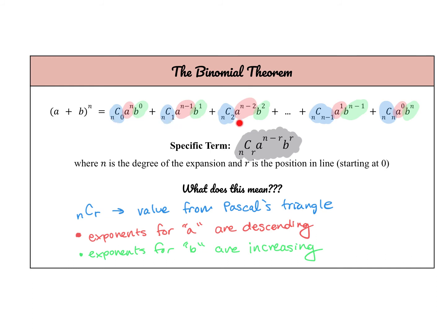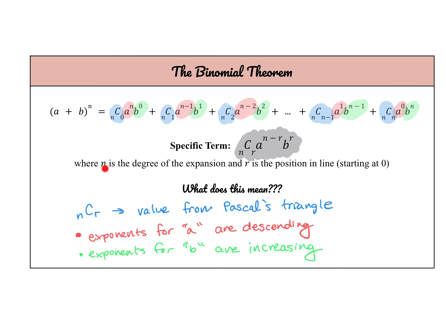Now, if you look at the terms here, here's n and here's r. This number always matches this number, and this number is always n minus r. So if this number is 2, this is n minus 2.